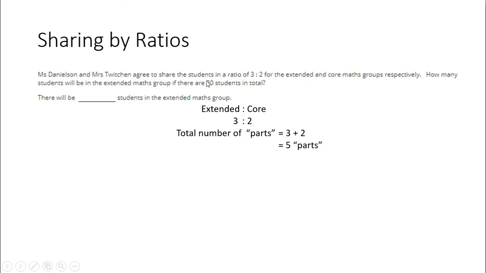I need to split the 30 students into 5 parts. So the number of students per part, 30, split that by 5, so divide that by 5. That's going to be 6 students per part.